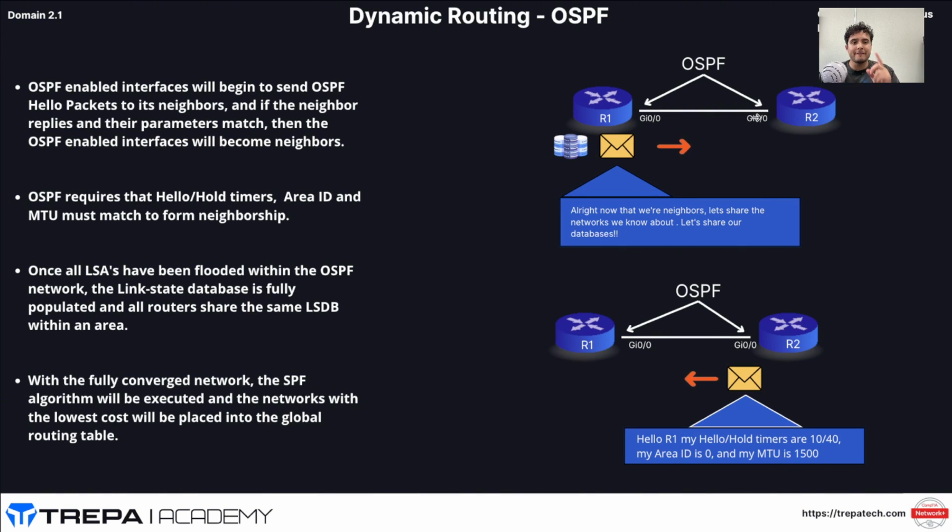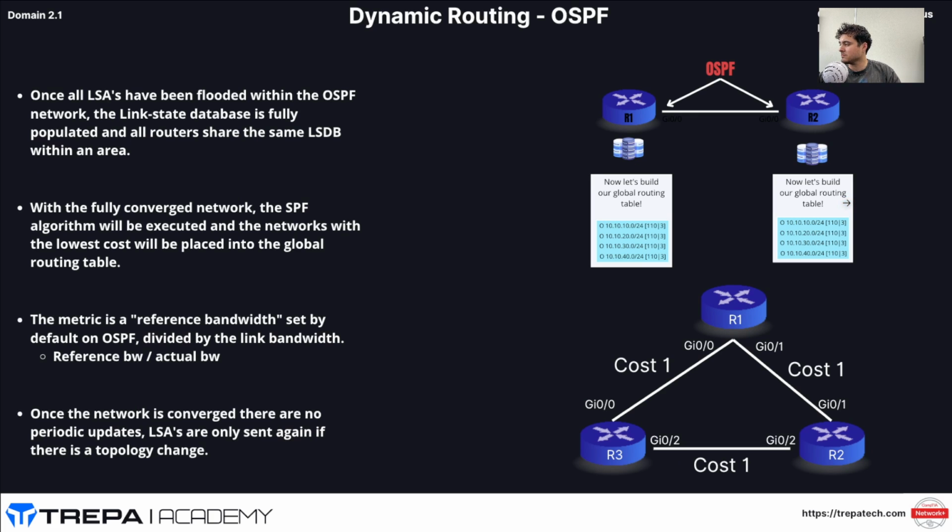Once our neighbors come up and we form OSPF neighbors, we're going to start flooding the topology with LSAs. All the LSAs are going to get flooded to the designated router. That designated router will build a link state database and then disseminate that link state database to all the other non-designated routers in the OSPF topology. We'll execute the SPF algorithm, choose the best paths, and put those paths into the global routing table. The OSPF algorithm uses reference bandwidth. So we determine the best cost in OSPF by using a reference bandwidth divided by the actual bandwidth.